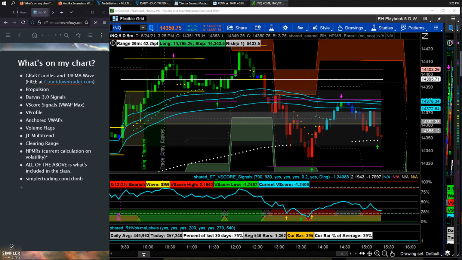JT multi-trend, I'm sure a lot of you are familiar with me saying double green. My gosh, how many times a day do I say it? I don't know, but I should count one day. But those are the color-coded rows at the bottom of my screen. This is probably one of the most important indicators that I've ever put on my chart, because it gives you an understanding of the structure of the market.